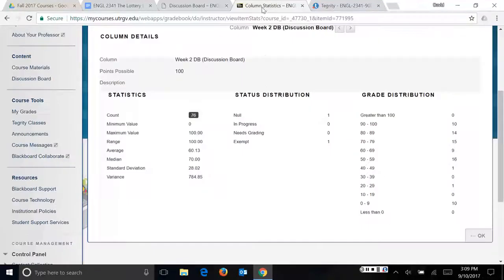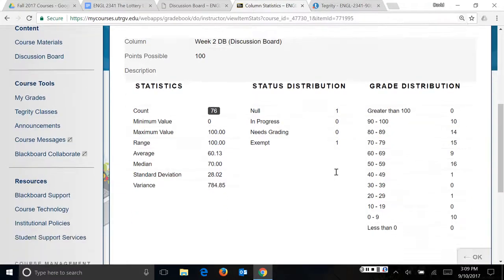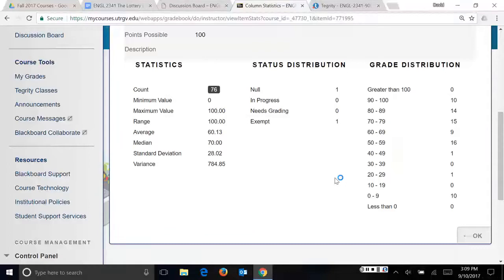So what I have here is a breakdown, and I don't know how well you can see this on the screen. I'm going to zoom in a little bit. This is a grade breakdown for the week 2 discussion. And you'll see that there are 76 students in Blackboard. The maximum anyone could have gotten was 100, and the minimum was 0. Now you'll notice that the average for this class was a 60. That average is thrown off for several reasons because of people who just didn't submit the assignment at all, and I don't think that's a fair representation of the actual grade.